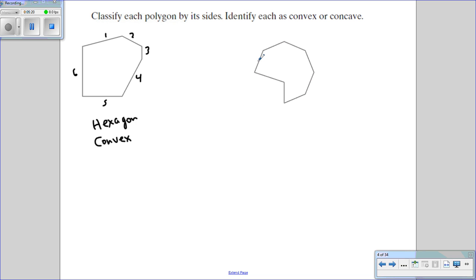Okay, let's go to the next one. This one has 1, 2, 3, 4, 5, 6, 7, 8 sides. So this is an octagon, and it is caved in right here, so this would be concave.